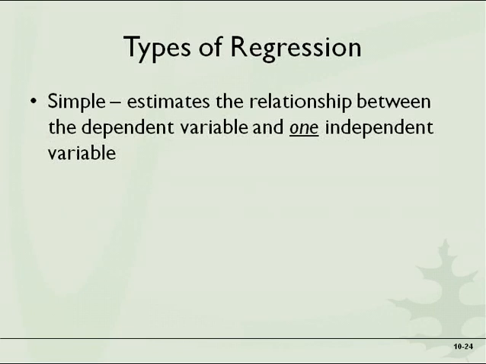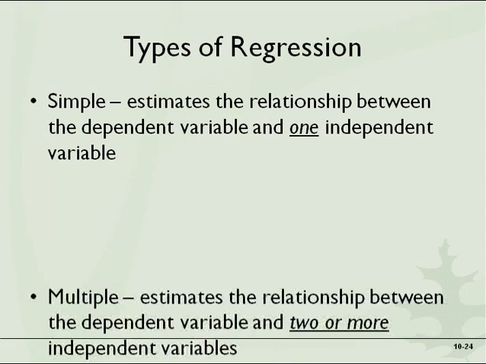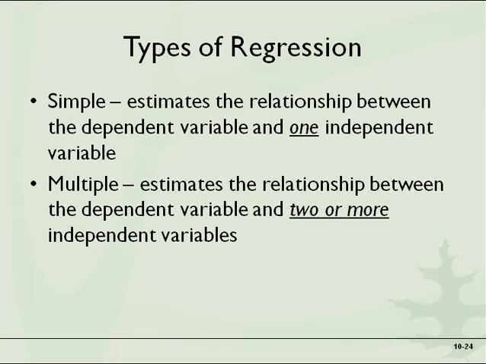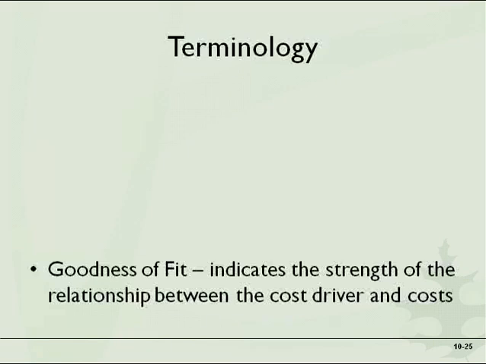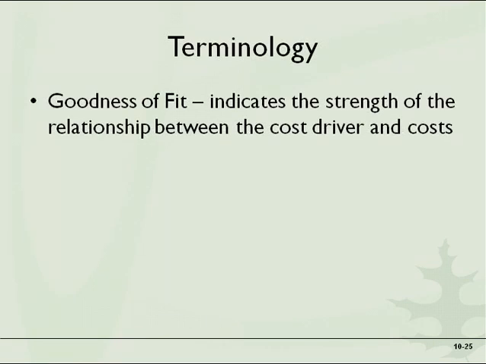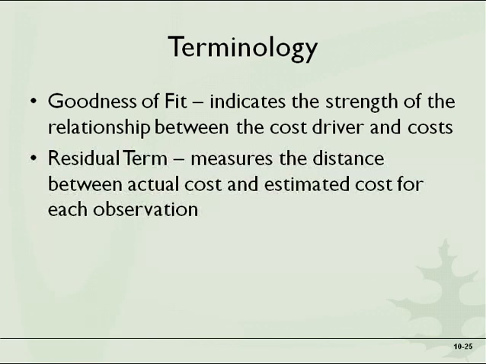Now, there's simple linear regression, where we only consider one independent variable to predict the dependent variable, and there's multiple linear regression, or multiple regression, where we try to estimate the relationship between the dependent variable and two or more independent variables. Goodness of fit is the idea that explains how well the relationship explains the fit between the cost driver and the costs. The residual term measures the distance between the actual cost and the estimated cost, or predicted cost.